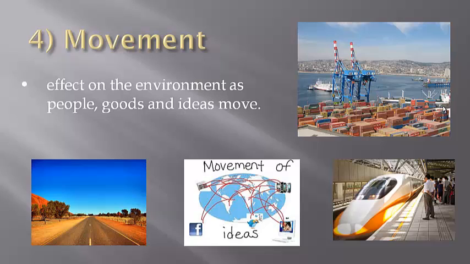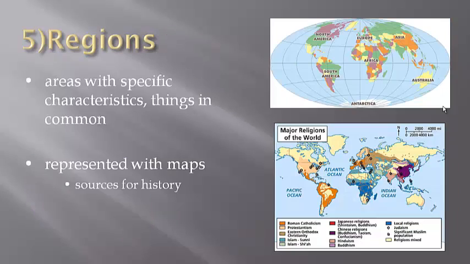And that movement of ideas can affect people's perception of an event, which can then cause them to react and maybe affect some positive change. The last of the 5 themes of geography is regions. Now, this is areas with specific characteristics, things that areas have in common.